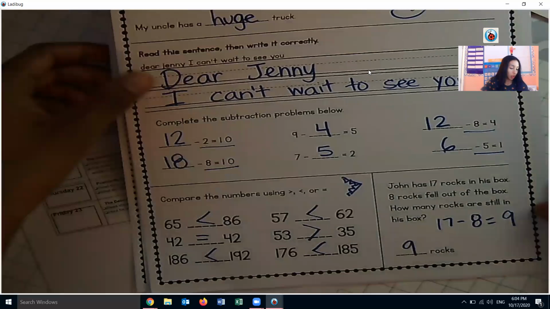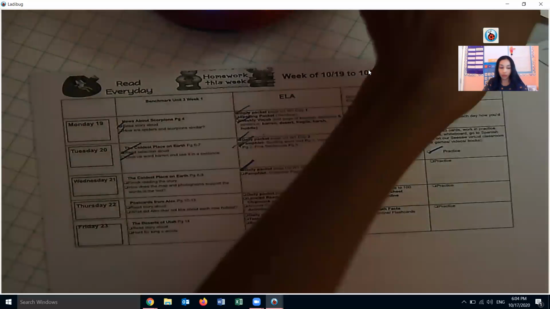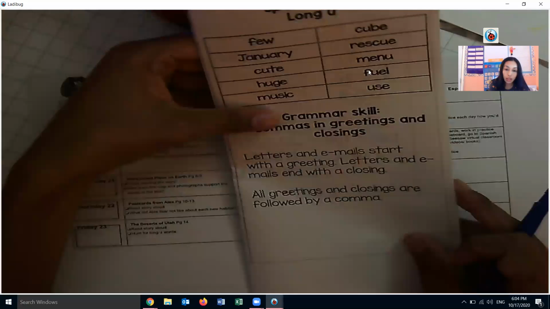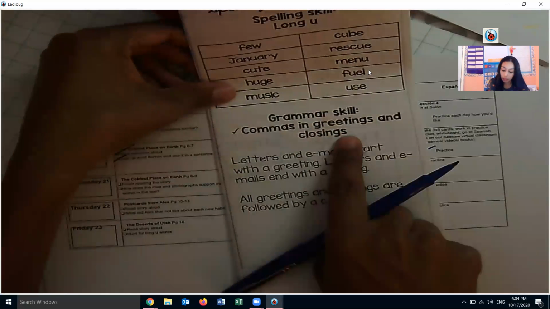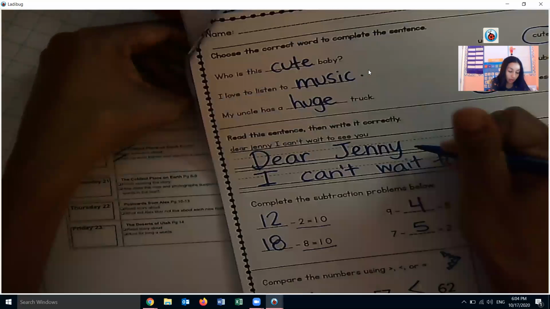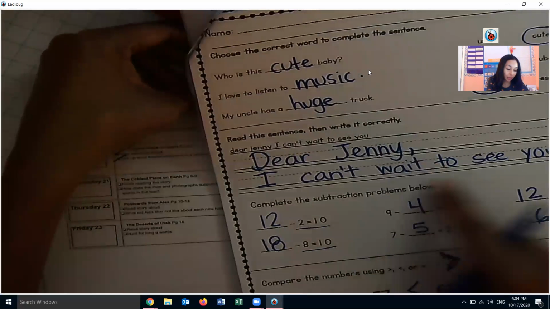Okay. So that was our daily packet, day 3, which now brings us to our pamphlet doing the grammar skill. So we're doing pages 3 and 4. So the grammar skill is commas in greetings and closings. So kind of like, you know, what we did here. Ooh, and you know what I forgot? Comma. That just reminded me. Dear Jenny, comma. I can't wait to see you.